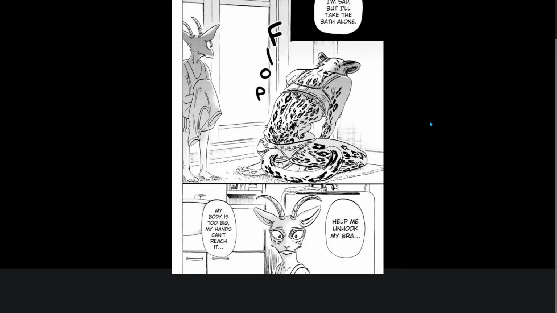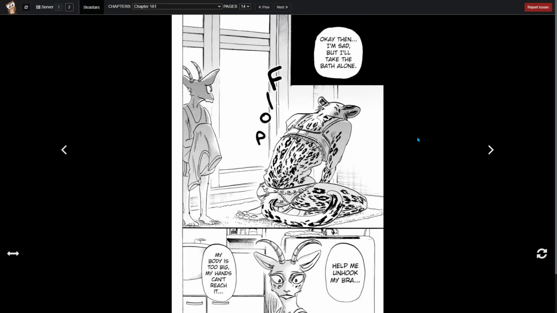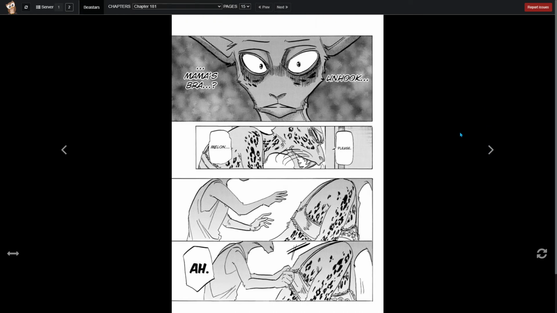That's bullshit. Wait a minute. That doesn't make any sense. Okay. Okay, so Melon doesn't want to bathe with his mom and unhook mama's bra. Please, Melon. She doesn't need help with that. And why is that freaking him out so much?